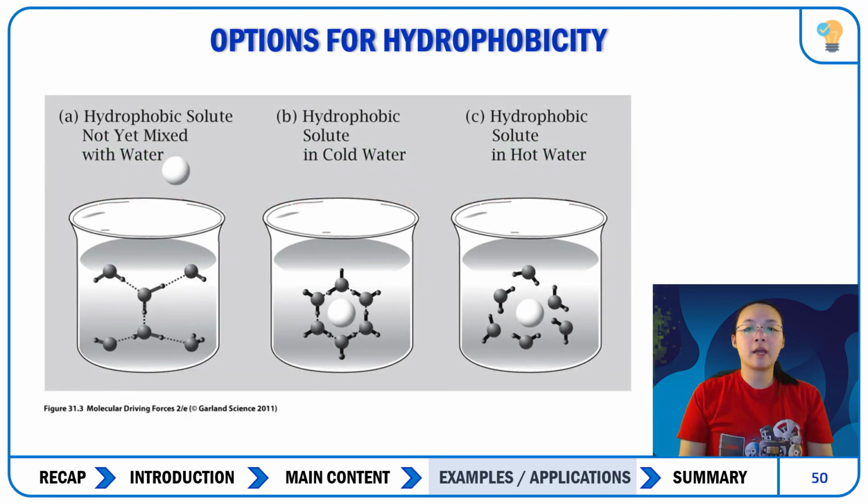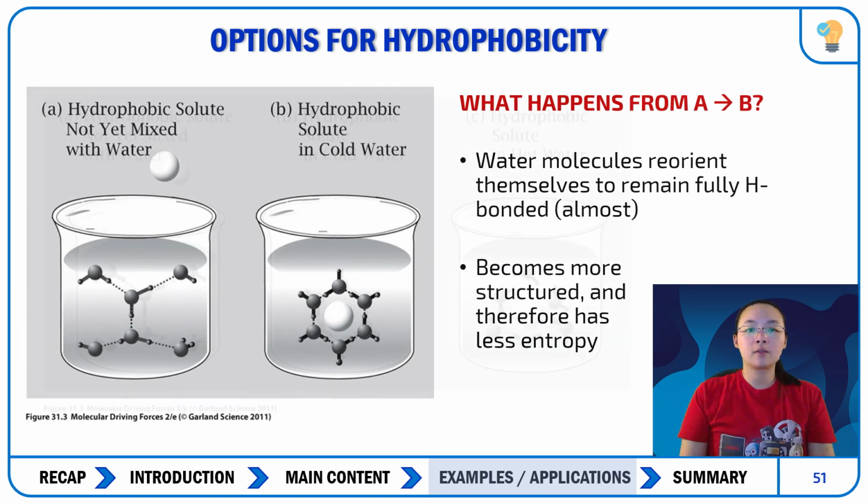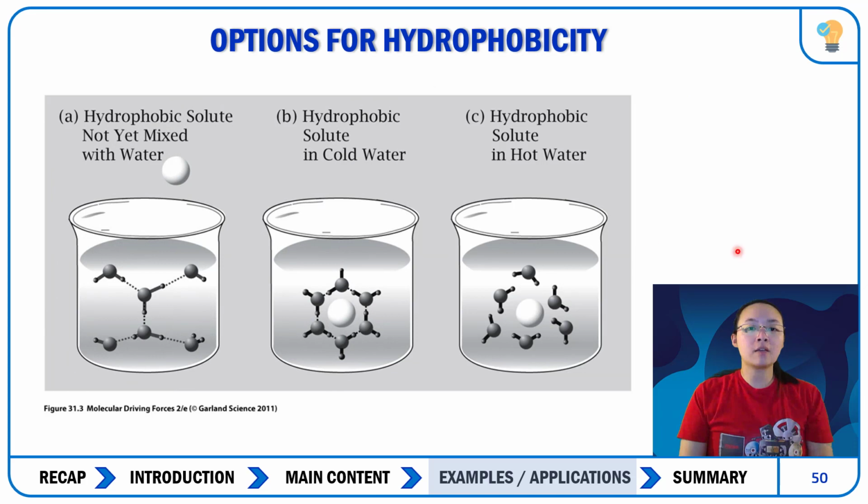Now we're going to take a look at what happens when your water is cold or hot and you've added some hydrophobic solute to your mixture. So in A, we have a hydrophobic solute that's about to be dropped into a hydrogen bonded network here. In B, we have a reorientation of water molecules around that hydrophobic substance. And in C, we have less of an order in hot water. So we're going to take a look at what's happening for each.